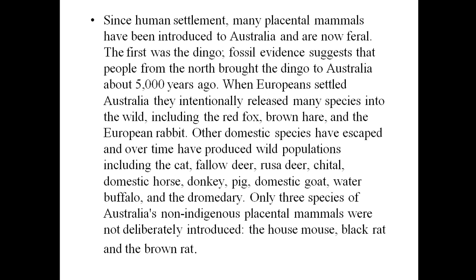They are all new endemics. But after the human settlement, many placental mammals have been introduced to Australia. Though they are introduced, now they are feral. What do you mean by introduced and feral? Feral animals are those animals which were domesticated once, then they were left free in the forest. Such animals are known as feral animals. For example, even if you go to Andaman and Nicobar Islands, you can see a lot of feral elephants.